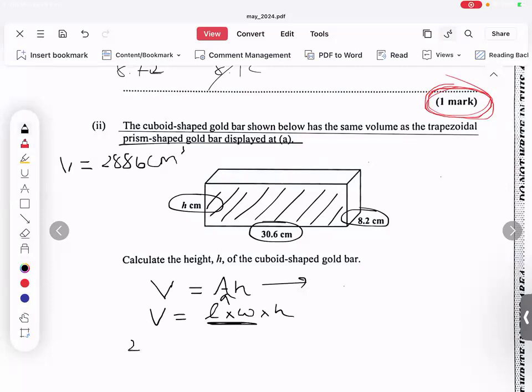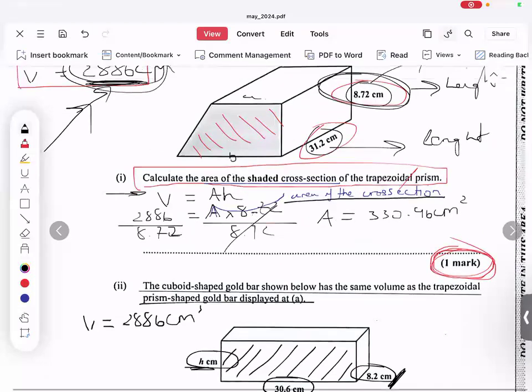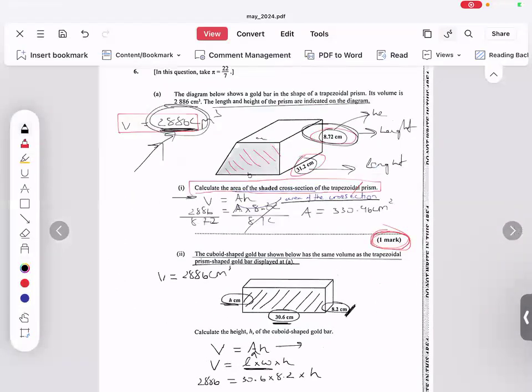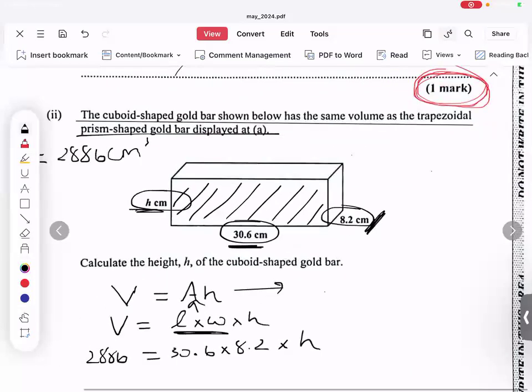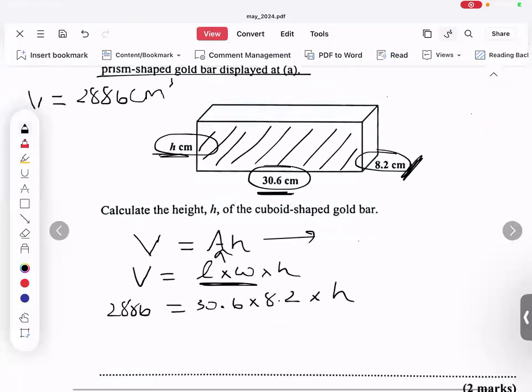All right, so now we're told that the volume is the same thing, 2886. The length you can obviously see is 30.6, and the width, you can see right here, is 8.2. But this time you don't know the height for this prism because the height is missing. What about the height up here? The two prisms are different. This is the height of the trapezoidal prism, but this is the width of the rectangle. So this height is different.